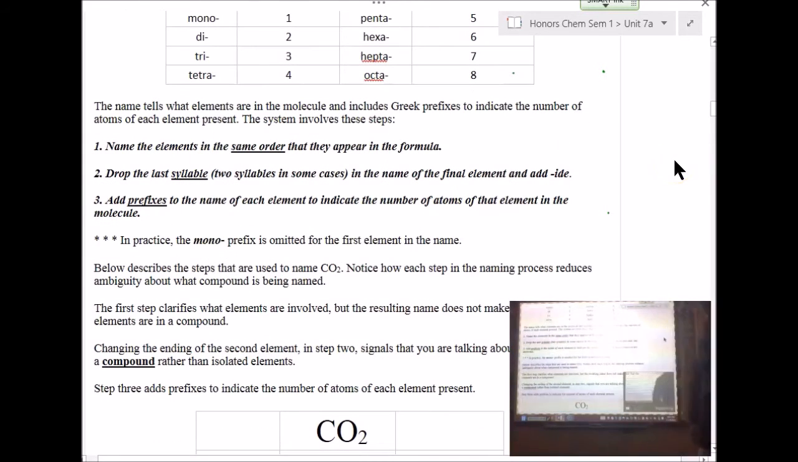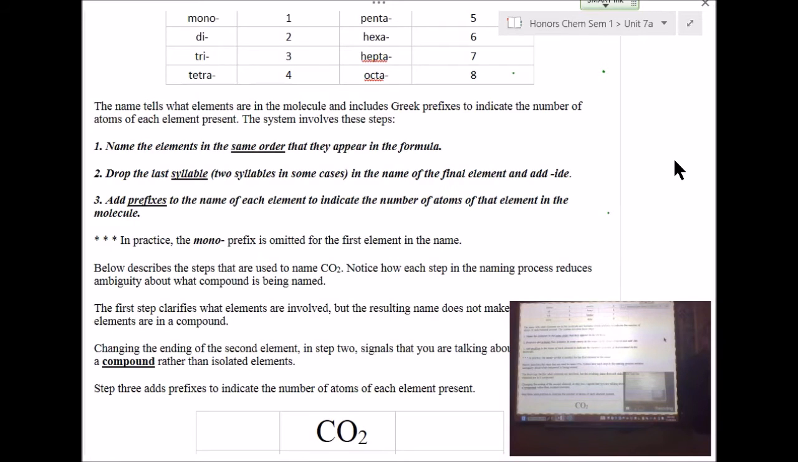Here are the rules for naming molecular compounds. Number 1, name the elements in the same order that they appear. Number 2, drop the last syllable, last 2 syllables, and add IDE. Now, when I was in kindergarten, 1st grade, we did syllables like this. Oxygen. We clap. Now, my wife says that she does it like this. Oxygen. However you do it, clap.